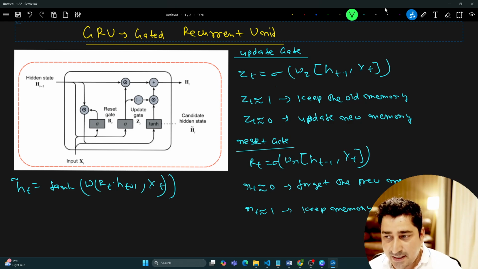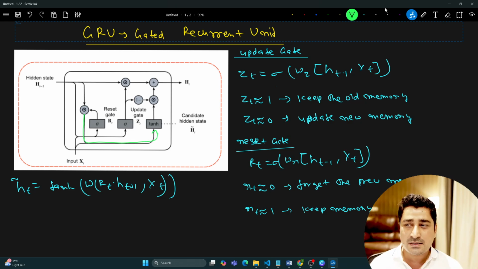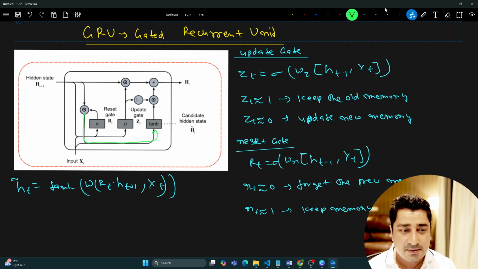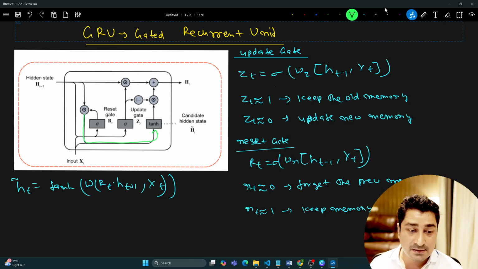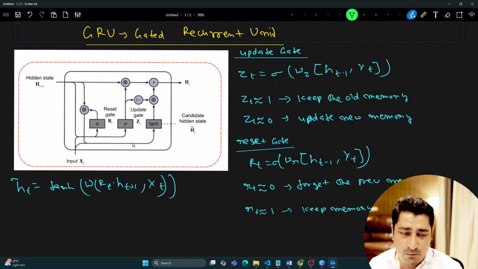So obviously in the case of a candidate hidden state, this reset is also playing a major role. That's the reason we say that the candidate hidden state is basically a combination of a reset memory plus a new input that is coming into the picture. Now, moving to the next.